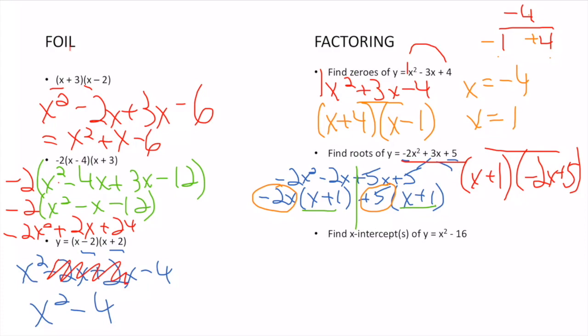When it's looking for my roots, this first root is easy to find, it's just negative 1. The second root, I set equal to 0, and then I solve for x. Go ahead and try that, but you should end up with 5 over 2.